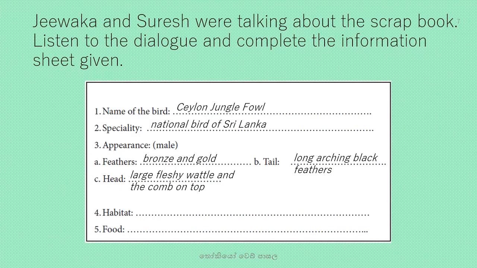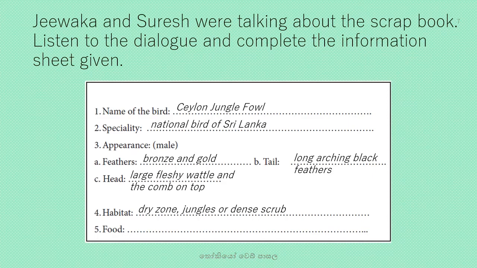So likewise here also they have large fleshy wattles, which means large fleshy hanging parts, mostly at their neck, and also on top of their head they have a comb. That means they have some feathers on top of their head. So next, what do we need to find? Their habitat. They discussed that these species can be found in dry zones, jungles or dense scrub.